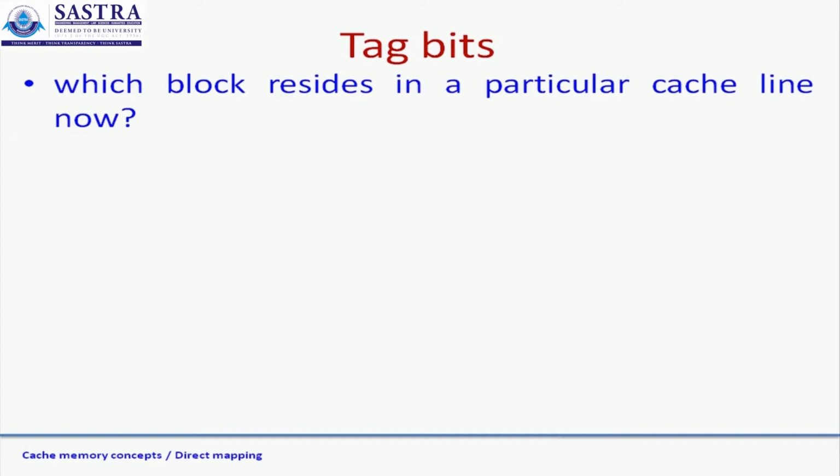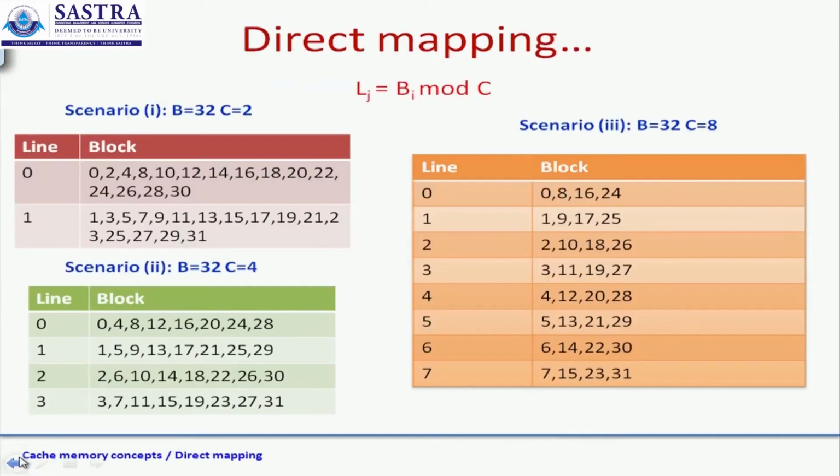Why? Because see the scenarios. See scenario 1. On line number 0, we may have block 0, we may have block 2, we may have block 4. So totally 16 possible blocks can be mapped on line number 0. So how can we identify which block is currently present in that particular line?